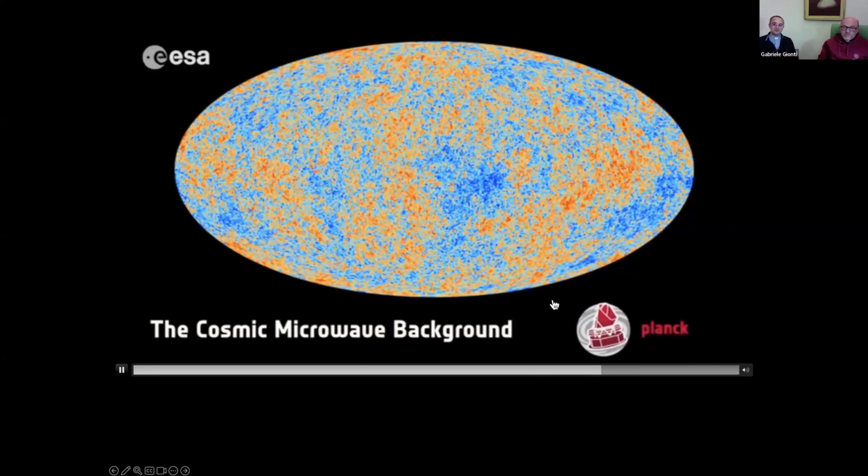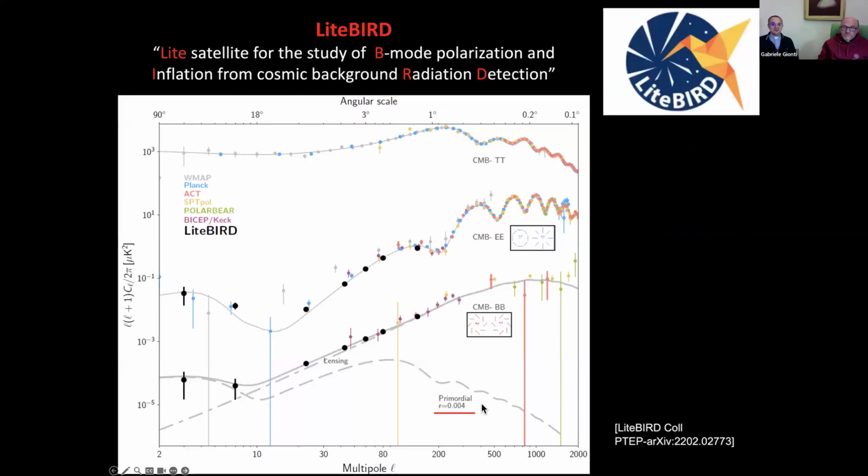There are also new experiments after Planck trying to put constraints. This is the proposal for a new space mission for the CMB called LiteBIRD, the Lite satellite for the study of B-mode polarization and inflation from cosmic background radiation detection.